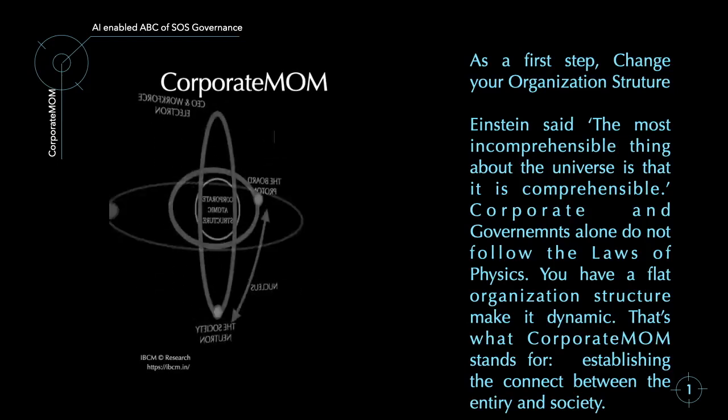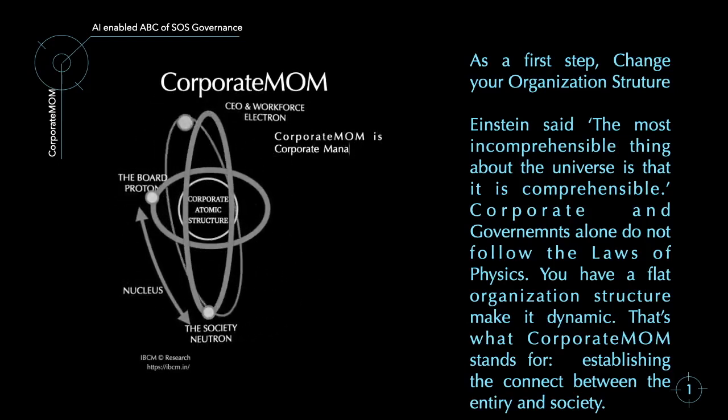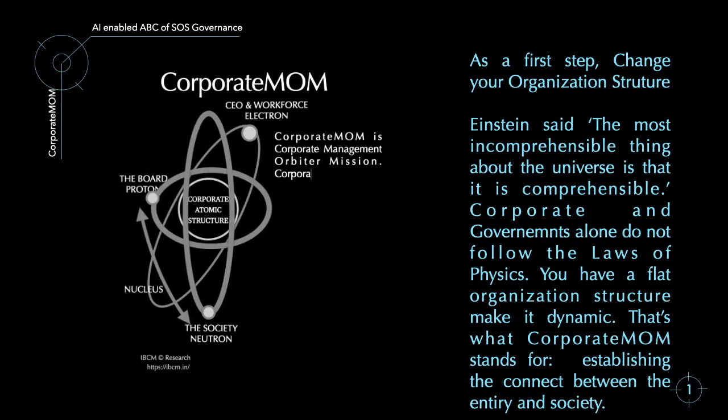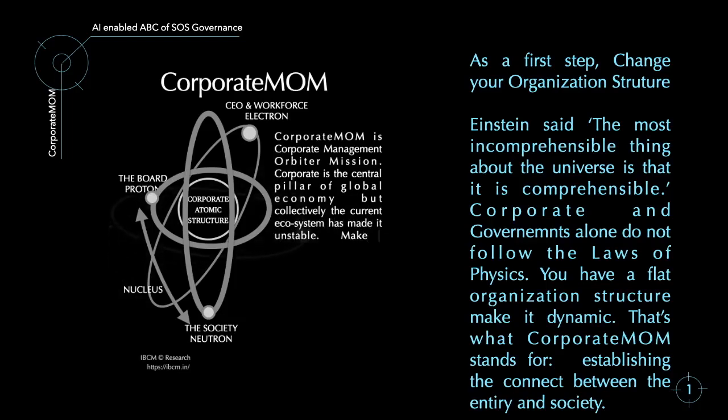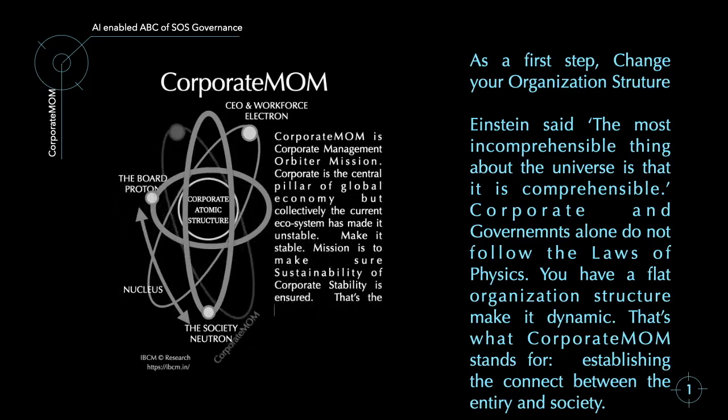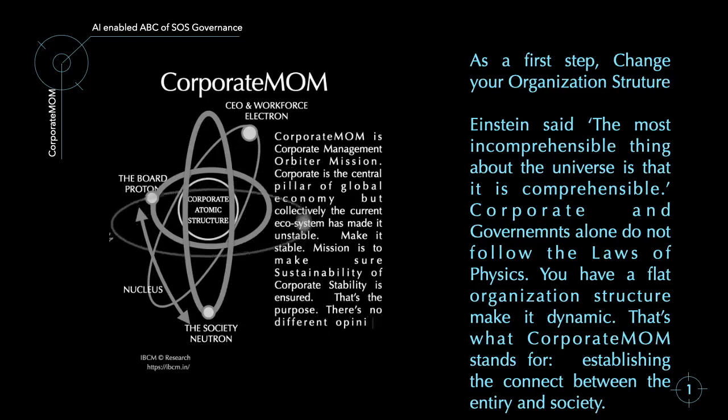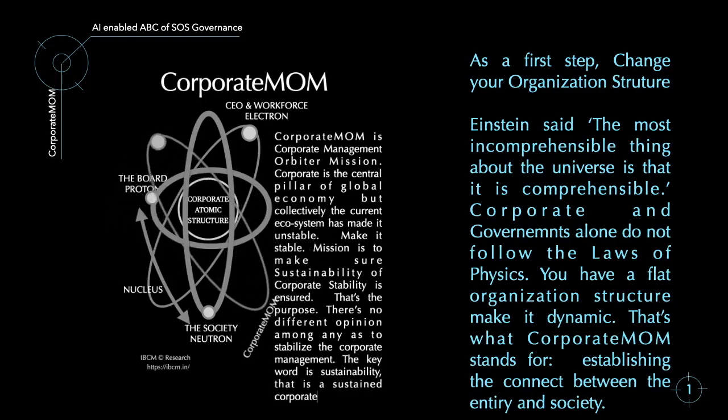CorporateMOM is corporate management orbiter mission. Corporate is central pillar of global economy, but collectively the current ecosystem has made it unstable. Make it stable. Mission is to make sure sustainability of corporate stability is ensured. That is the purpose. There is no different opinion among any as to stabilize the corporate management. The key word is sustainability. That is a sustained corporate stability.